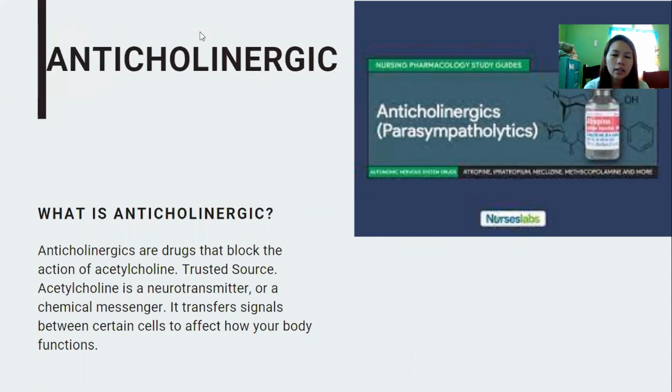What is anticholinergic? Anticholinergics are drugs that block the action of acetylcholine. Acetylcholine is a neurotransmitter or a chemical messenger. It transfers signals between certain cells to affect how your body functions.